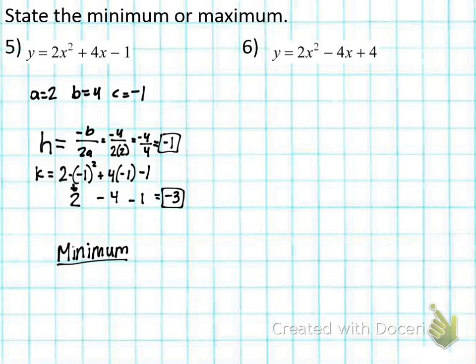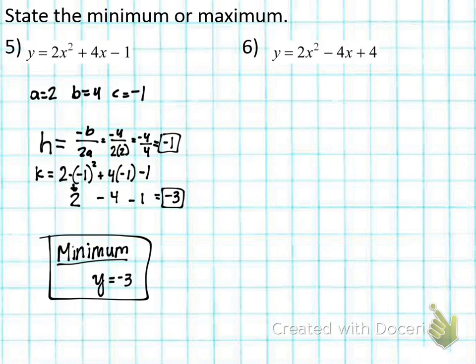Okay, so it's a minimum. Now we write y is equal to k. So we just go y is equal to, and we figured out k was negative 3, and we're all done. So we box our answer. Okay, does that make sense? Yes or no? Yes. Okay, good.